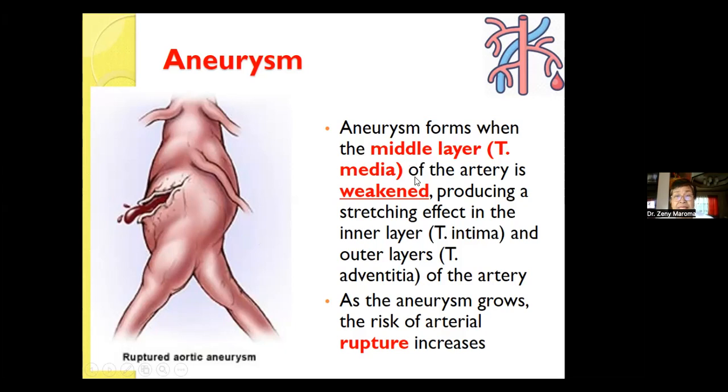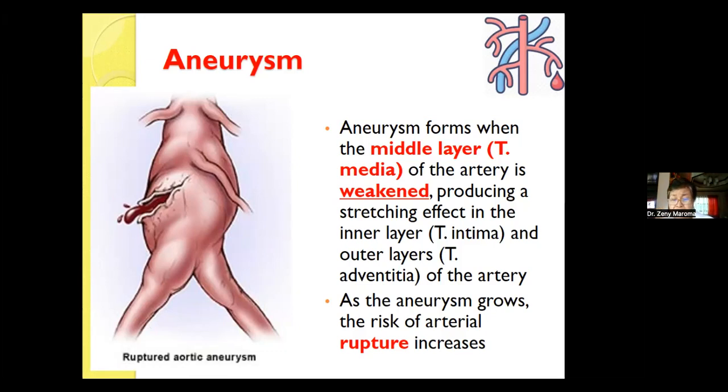It forms when the middle layer or the media is weakened, meaning there's atherosclerosis. Kaya may stretching effect on the adventitia and in the intima of the artery. As the aneurysm grows, putok na tayo. It will rupture. Abdominal aortic aneurysm, pagka daw more than 6 cm, kailangan ng operahan.